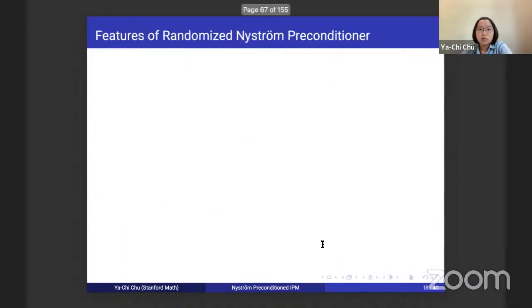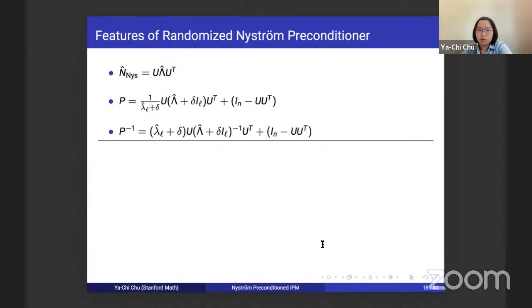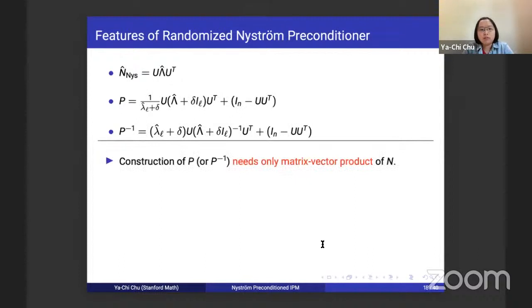Okay, so some features are worth mentioning. First of all, when we construct the preconditioner, we only need the matrix vector product of N. Why? Because to construct the preconditioner, we need only the Nystrom approximation, and the Nystrom approximation relies only on the sketch of N, which can be constructed only through the matrix vector product of N. So this is one feature.